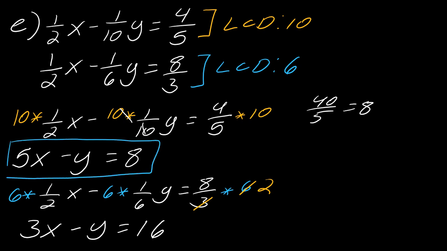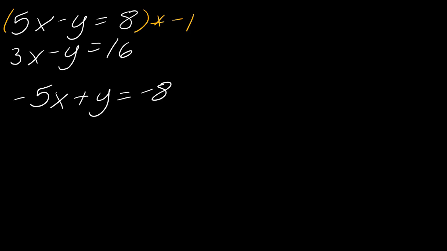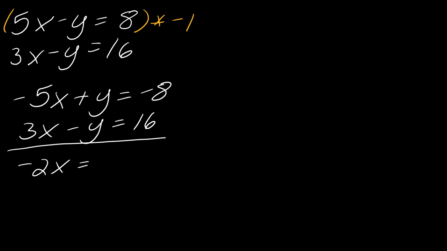Okay, so look at what I've got now. I've got this equation and I've got this equation. So I would much prefer to deal with these two equations, so let's make some more space. So here's the system that I need to solve now, and I think what would be easiest for me is if I just multiply this first equation by -1. So I will restate this system. So this is -5x plus y equals -8 now, and this is 3x minus y equals 16. So I can add these straight down to get -2x equals 8. Divide both sides by -2, and I get x equals -4.